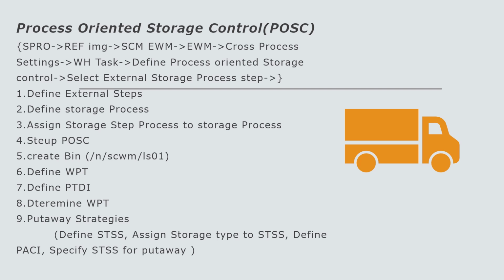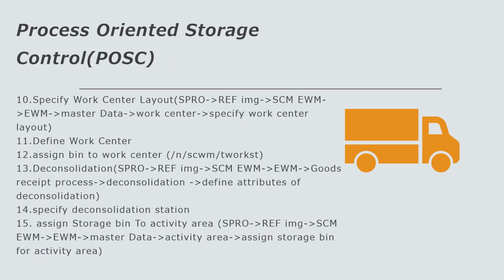This is where the WPT defines that this is a POSC, and then we define the PTDI and determine the WPT. Then we put in strategies such as defining the STSS, assigning the storage type to the STSS, defining the process oriented control indicator, and specifying the STSS for put away. Then we define the work center, because that's where the deconsolidation happens. The tenth point is to specify the work center layout, and then we define it in the system.